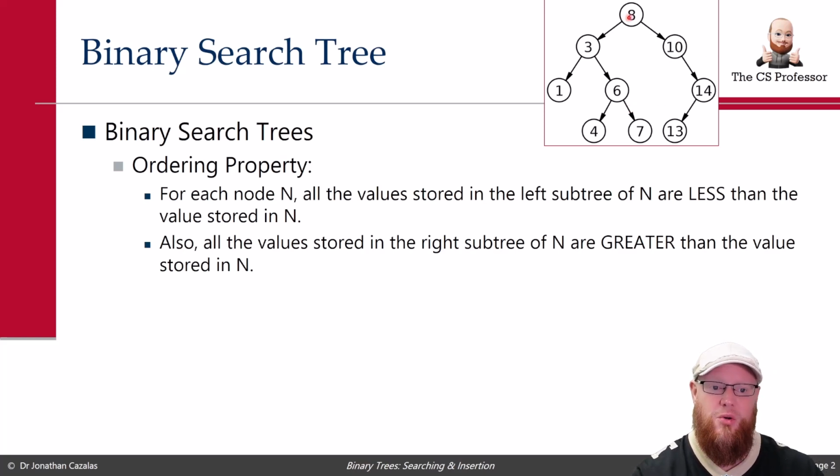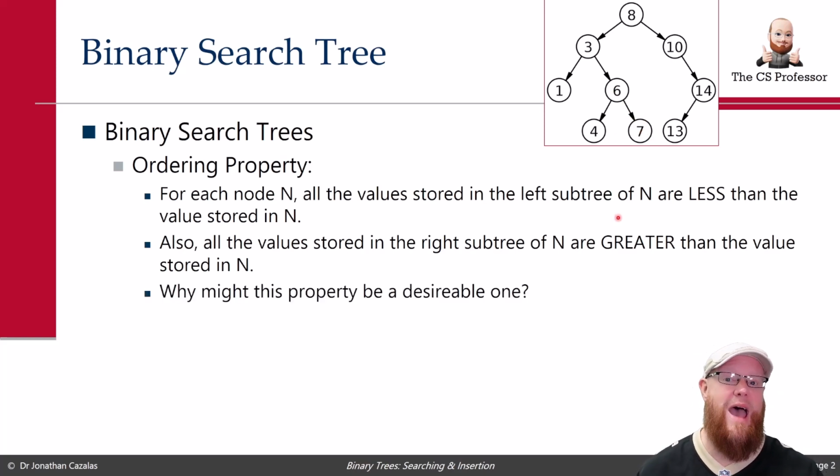So pick this node 8: all of the nodes to the right of 8 are larger, all of the nodes in this left subtree are smaller, and that ordering property holds for every single node. Pick this node 6: everything to the left is smaller than 6, everything in the right subtree of 6, which is now this 7 here, will be larger than 6.